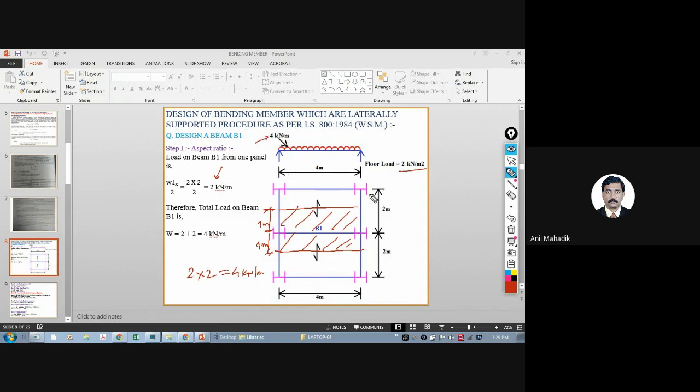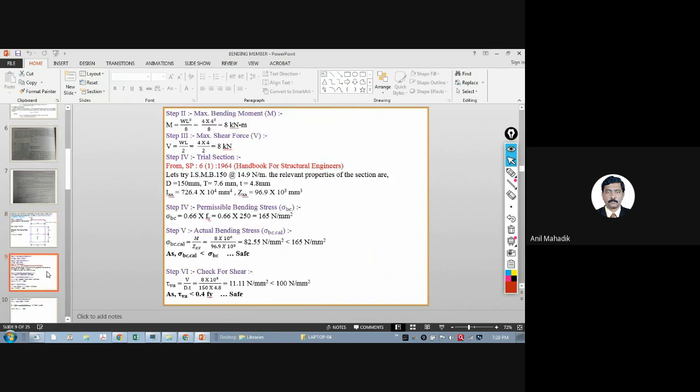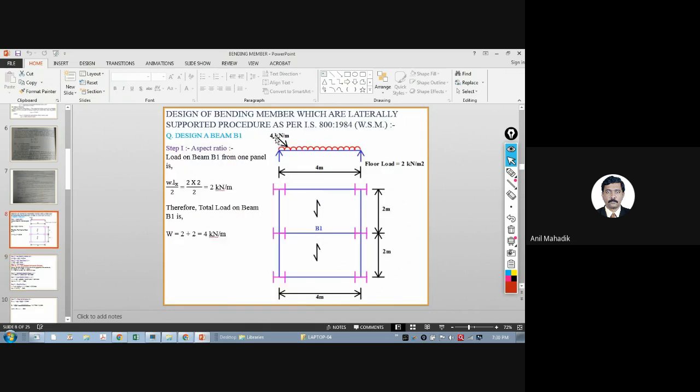Then you can calculate the bending moments, which is WL square by 8. Assume the beam as simply supported. The moment is WL square by 8, 4 into 4 square by 8 kilonewton meter. And there is a shear force also, which is WL by 2, which is also 8 kilonewton. Shear force also you know how to calculate. This W into L by 2. So there will be a reaction over here, 4 into 4 by 2, which is 8 kilonewton. This reaction is nothing but your shear force. So this you know, I think.